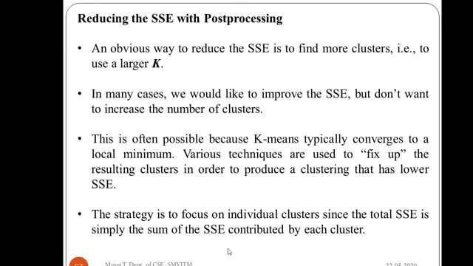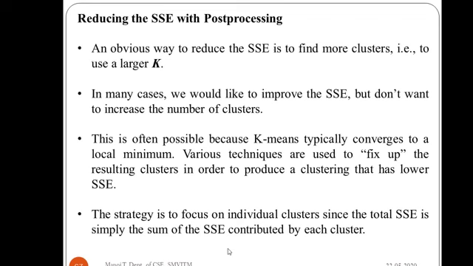Next, reducing the SSE with the post-processing. How you can reduce the sum of squared error with the post-processing. An obvious way to reduce the sum of squared error is to find more clusters. We know that if we use a larger k, you get more number of clusters and you can reduce the SSE.